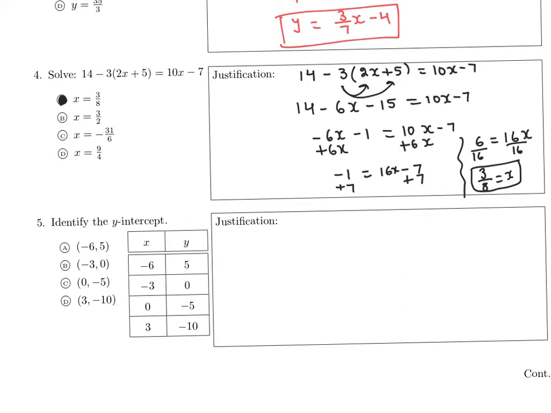For question number 5, you're going to identify the y-intercept. Y-intercept is that coordinate where the x is 0. So simply list the coordinate or point where the x is 0. If you notice this point right here, the x is 0. So the y-intercept is 0, comma, negative 5. So the answer is going to be letter C, 0, comma, negative 5.